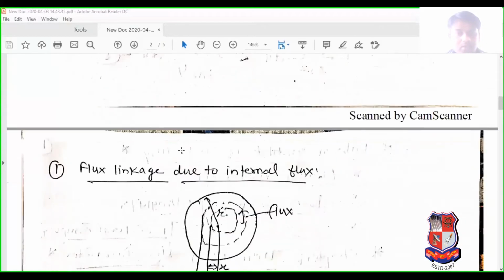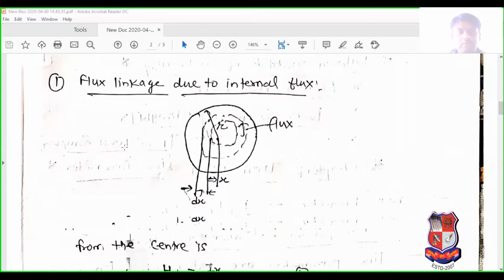Clear? First of all, we will go to the flux linkage calculation due to internal flux. This is the cross-sectional view of this long straight cylindrical conductor, of radius r, which carries a current of I. Again, if the diagram is not visible properly, you can go through the book.